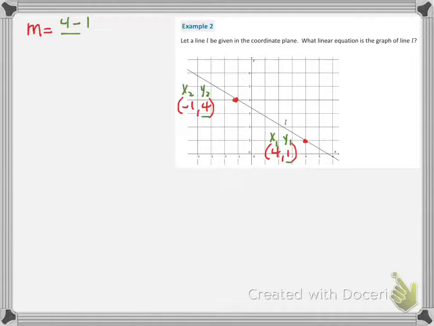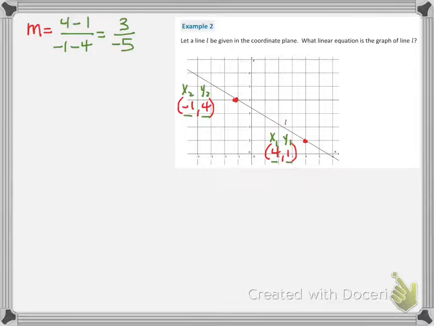So there's my numerator. Over x2, that's a -1, minus whatever x1 is, and that's 4. All right, and then simplifying, I get 4 minus 1 is a 3, over -1 and -4 is a -5. So I get -3/5 is the slope.